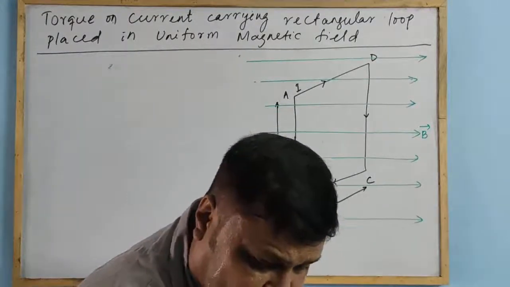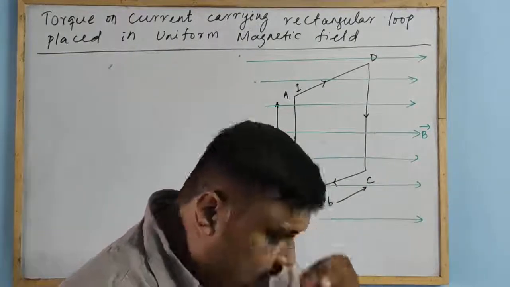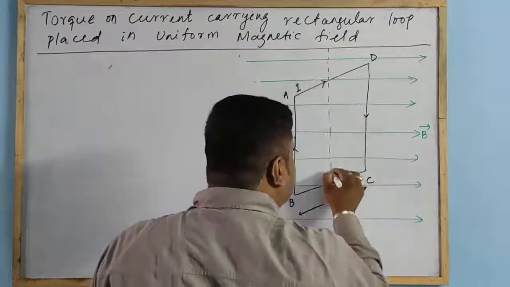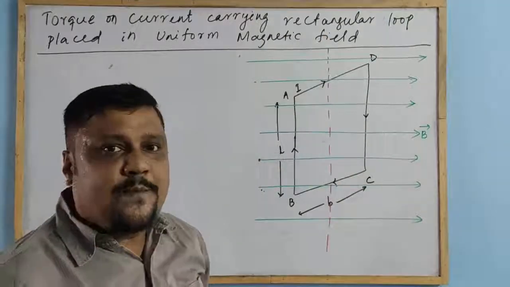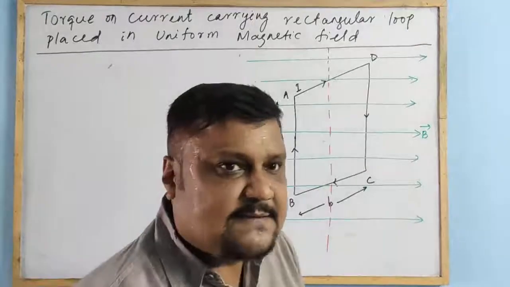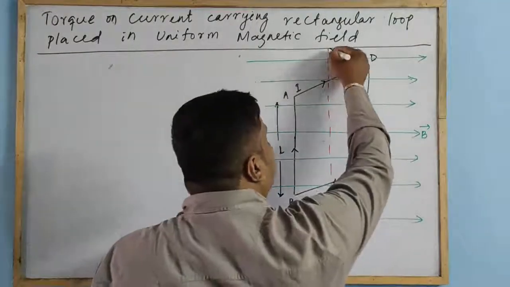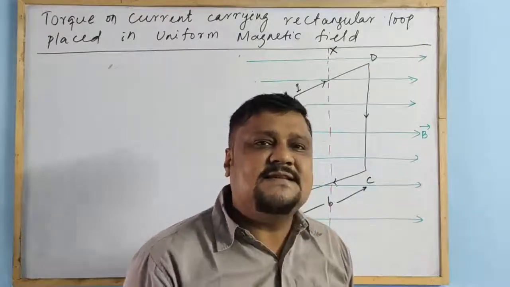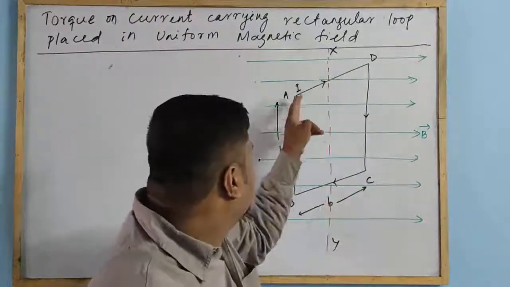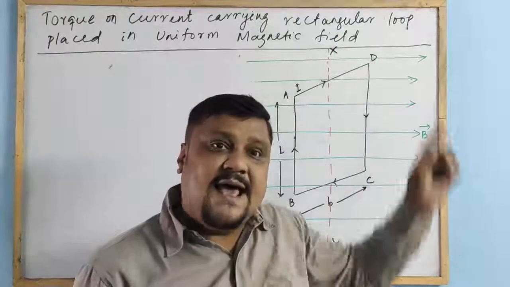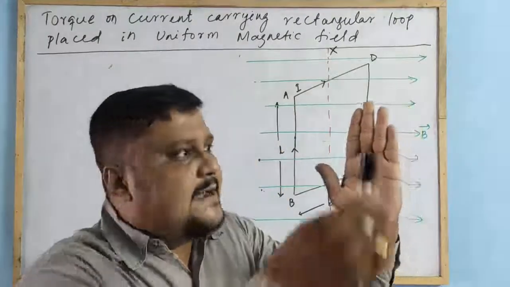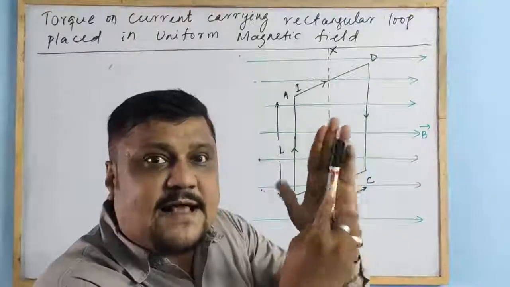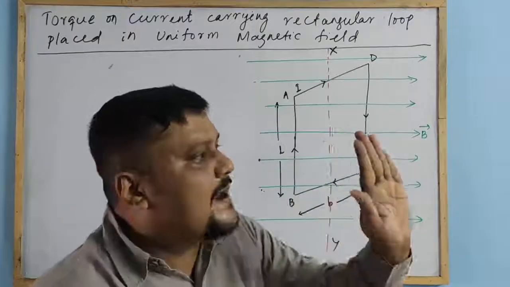Now, let us think that the loop can rotate about an axis, and let the axis pass like this. This means XY is the axis of rotation, which is passing in the plane of the loop along the length AB or CD. This is the loop and this is the axis. If this is the axis, the loop can rotate like this.